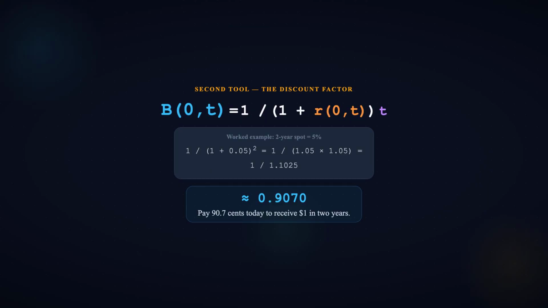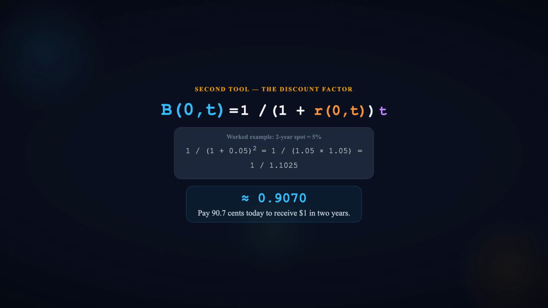R of 0, 2 is 5%, which is 0.05 as a decimal. 1 plus 0.05 is 1.05. Raise that to the power 2. 1.05 times 1.05 equals 1.1025. Now divide 1 by 1.1025. You get approximately 0.9070. That number means something concrete.